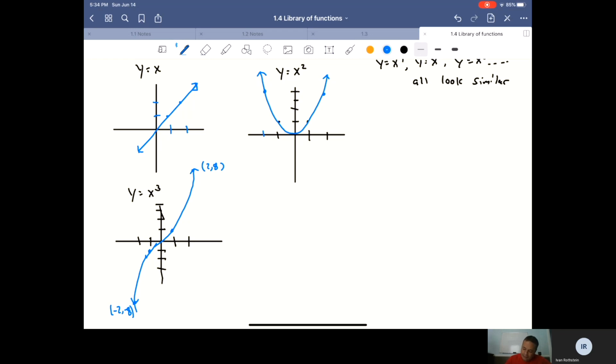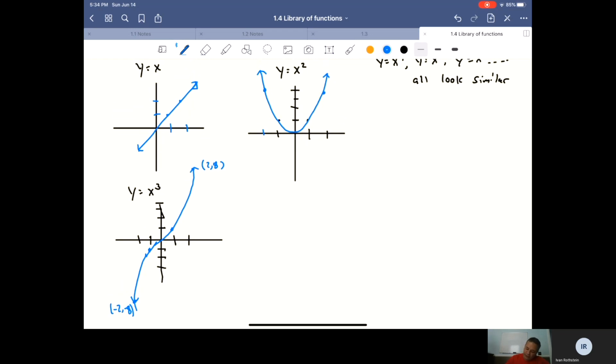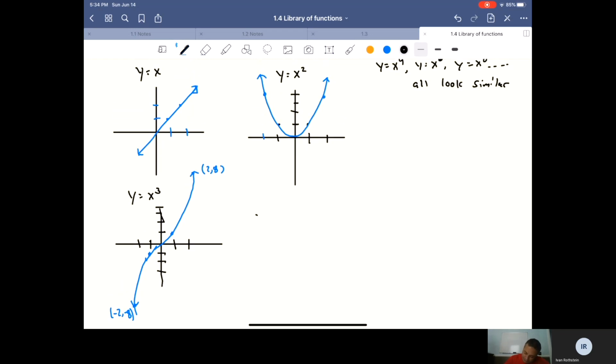Okay. And in this case, y equals x to the 5th, y equals x to the 7th, all these look similar. All right.